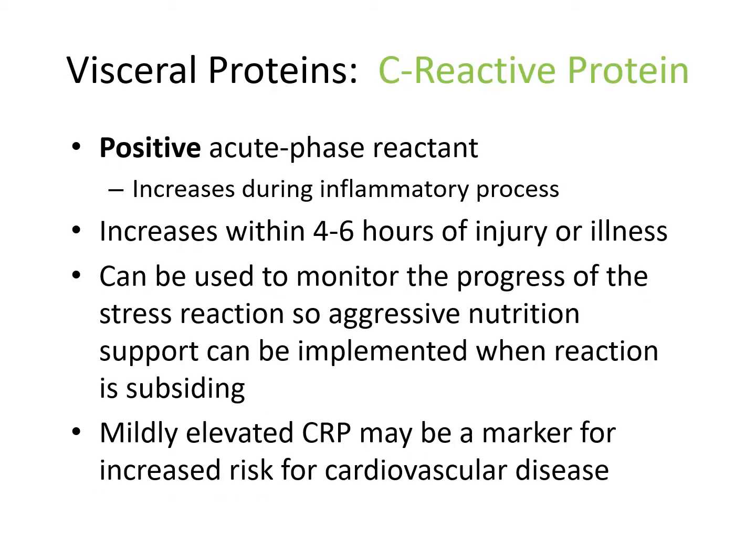So looking more at these visceral proteins, we have our C-reactive protein. So again, this is a positive acute phase protein, so this increases during times of stress. And it increases within 4 to 6 hours after the injury or illness. And we can use this to monitor the progress of the stress reaction to determine when aggressive nutrition support should be implemented. Again, what we don't want to do is add additional stress. We actually want that stress to peak and then kind of start to subside before we initiate nutrition support.